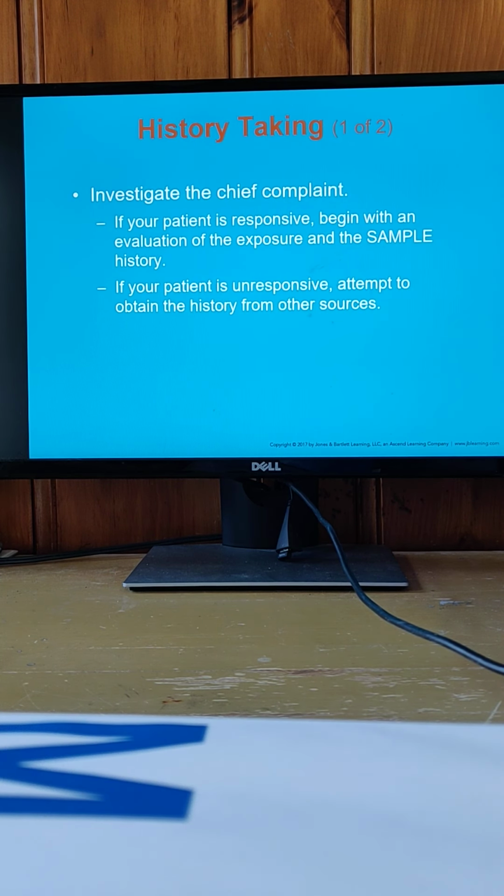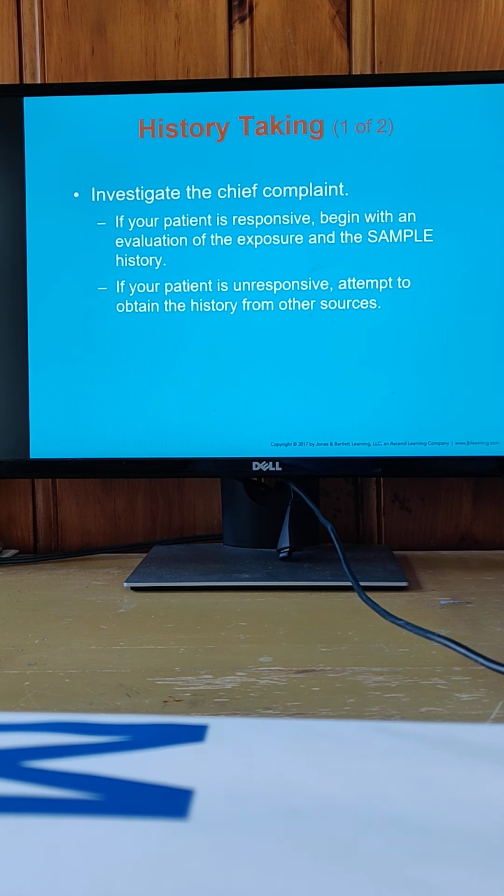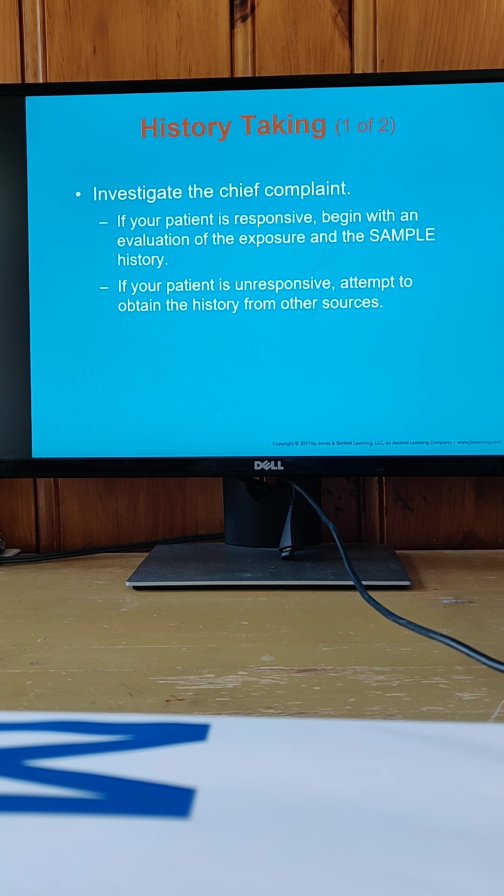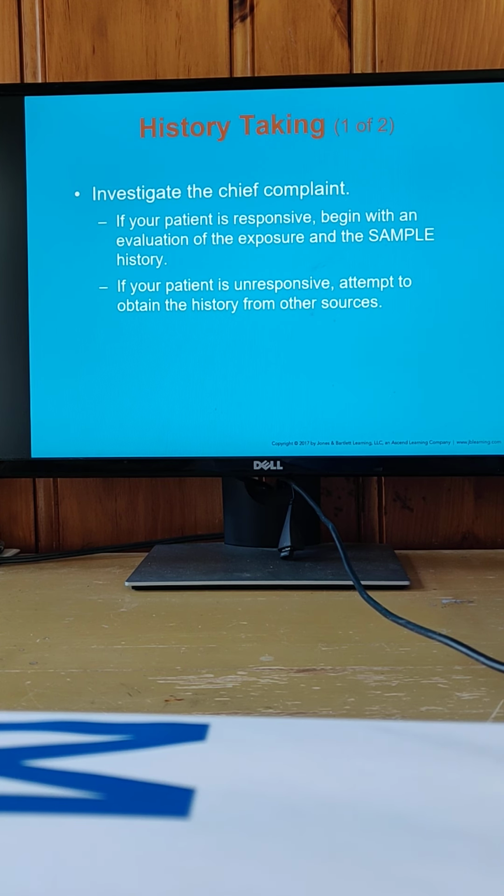Okay. If your patient is responsive, begin with an evaluation of the exposure and the SAMPLE: signs and symptoms, allergies, medications, pertinent medical history, last oral intake, and events leading up to. If your patient is unresponsive, attempt to obtain the history from other sources: mom, dad, brother, sister, boyfriend, girlfriend, bystanders, co-workers. Does anybody know? Can anybody answer any of these questions?